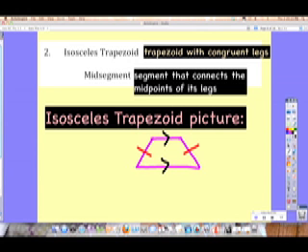Okay, well then what do you think about the top base angles? Think the same thing will happen? They're congruent, but make sure they're congruent to each other. So this base angle will be congruent to this base angle.